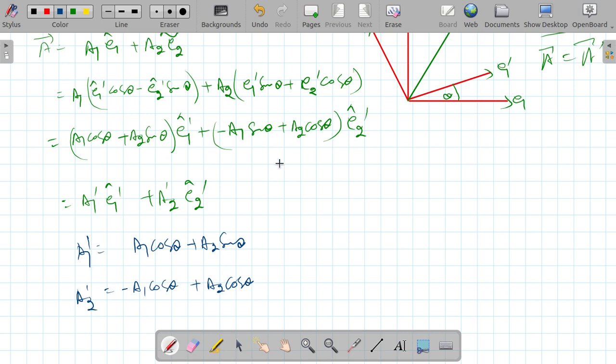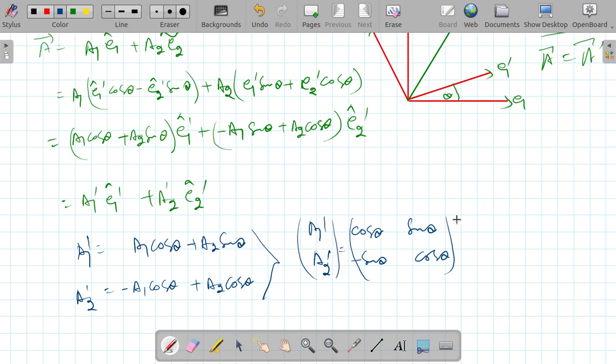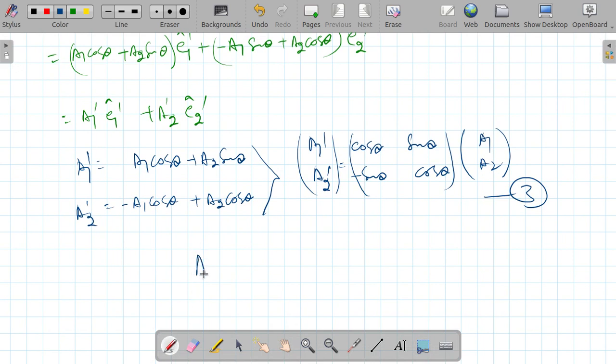In matrix form, this equation can be written as A1 prime, A2 prime equal to the matrix cos theta, sin theta, minus sin theta, cos theta, times A1 and A2. Let me call it equation number 3. In general form, this A prime can be written as S times A. Here S is known as the transformation matrix.